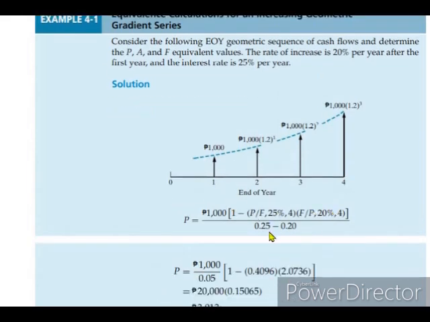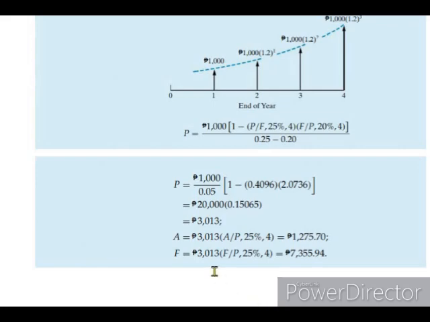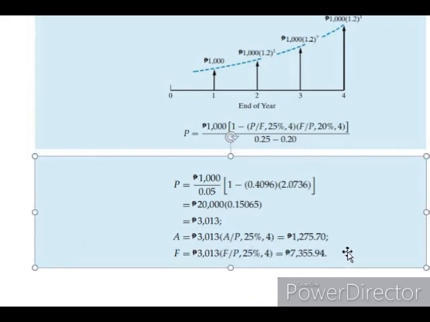Tapos dito, minus lang yung value ni i. Minusan yung value ni i sa value ni F bar. So, evaluate. Yung mga ito, tingnan na lang sa appendix C. So, ang equals niya ay 3,013 pesos. Dito, para makuha yung annuity, given na yung P, so finding A given P. Nakuha natin P, 25%, tapos 4 kasi 4 years. Tapos, pag ginanap naman natin yung future amount, finding F given P, ito siya.